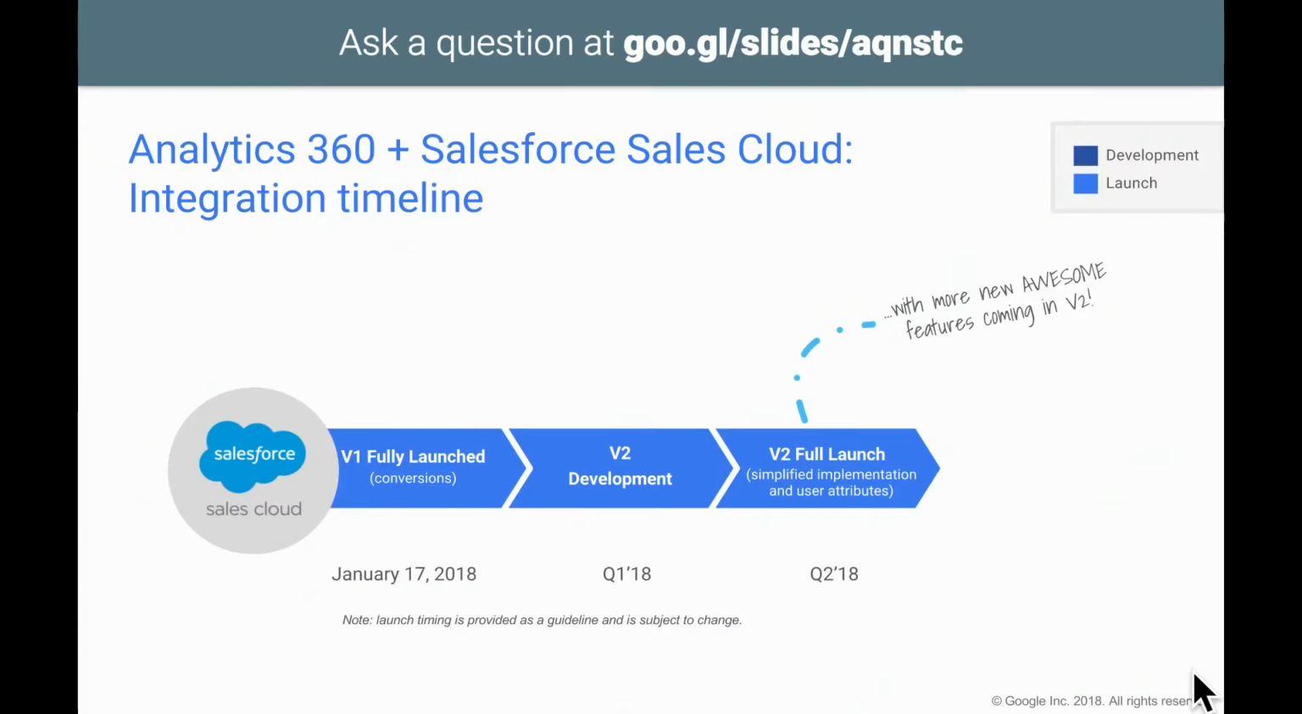And just to give you a preview of the general timeline, we have already launched V1 fully on the 17th of January. It's available to everyone. There's no rollout timeline or anything like that. I actually hate that process. So whenever we launch something, we launch it to everyone going forward. I'll have to talk to the GA team.